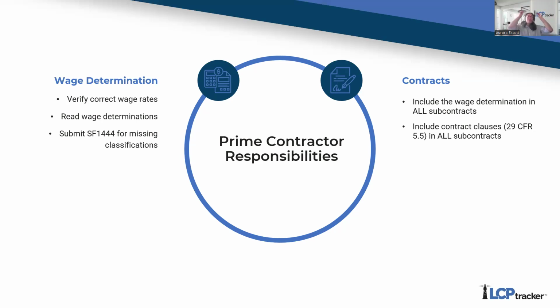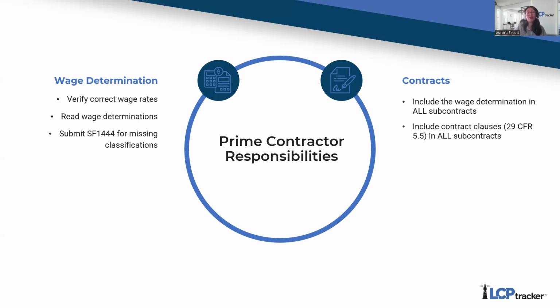So you need to make sure that you are also including 29 CFR 5.5 in your contracts, because you need to tell your contractors this is a federally funded project. This is subject to Davis-Bacon rules. So make sure to write that in Sharpie somewhere that you can see it.